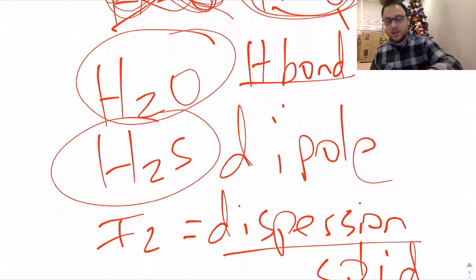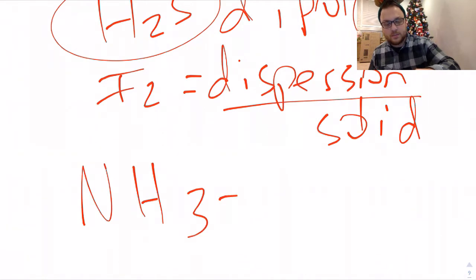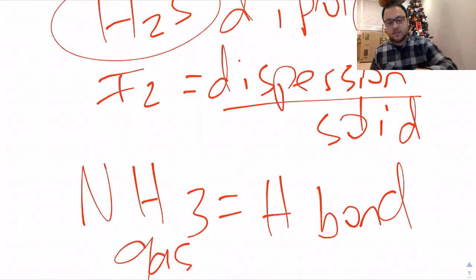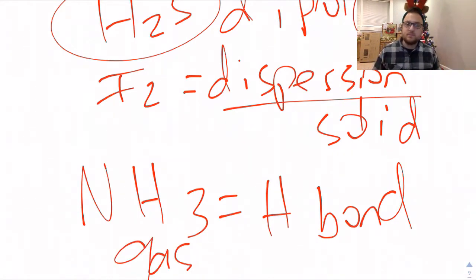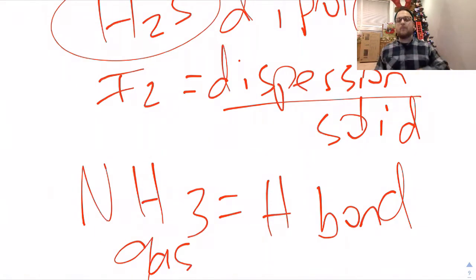NH3 is ammonia, and you know what ammonia is at room temperature? A gas. So you can't just say hydrogen bonding is the strongest. You have to compare it to other elements that are chemically similar to nitrogen, oxygen, and fluorine. And chemically similar means they're in the same group. Same group.